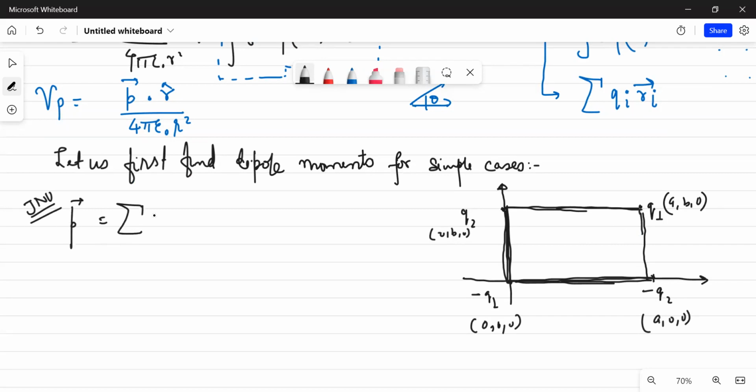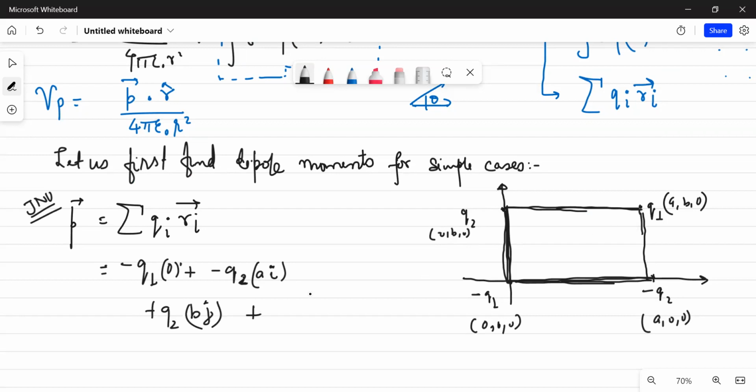So what would the dipole moment be like? The dipole moment would be the summation of qi times ri. It will be minus q1 times 0 i cap plus 0 j cap plus 0 k cap, so forget about it. Plus minus q2 times a i cap. Then plus q2 b j cap, and the last one, plus q1 times b j cap. So far, is that clear? There is no difficulty here.